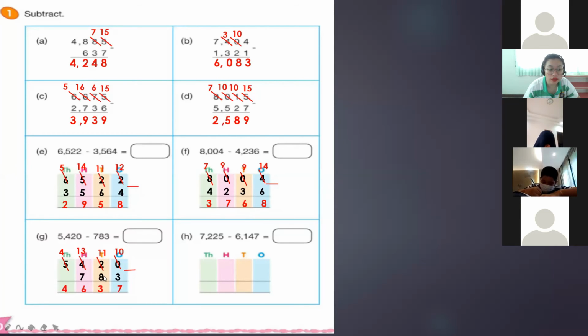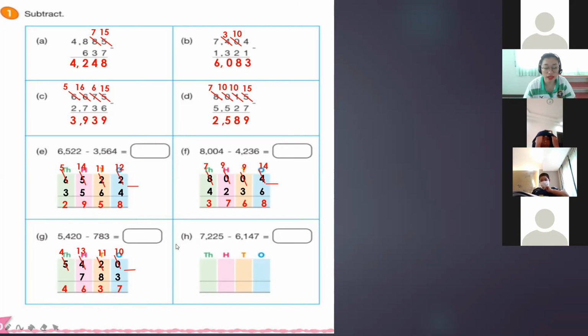Okay, 1 is smaller than 8, so we have to borrow from 4. 4 becomes 3 and 1 becomes 11. 11 minus 8 is equal to 3. And 3 is smaller than 7, so we have to borrow from 5. So 5 becomes 4 and 3 becomes 13. So 13 minus 7 is equal to 6 and 4, bring down 4. So the answer here is 4,637.